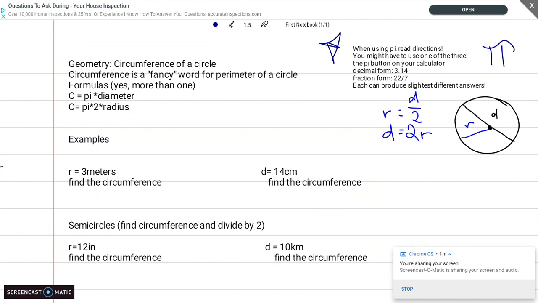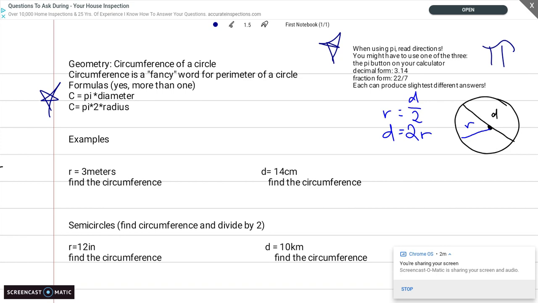So back to the formulas over on the left. I could find my circumference by taking pi and multiplying it by my diameter. Or if I'm given a radius, I could take the radius, multiply it by 2, and then multiply it by pi, because if I multiply the radius by 2, I'm going to get a diameter.